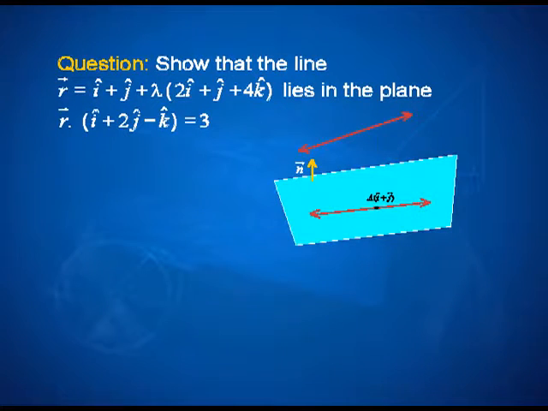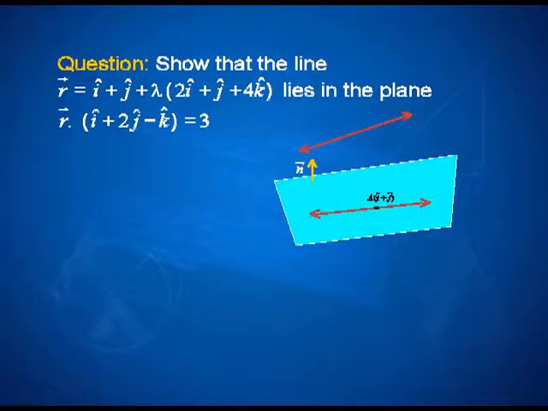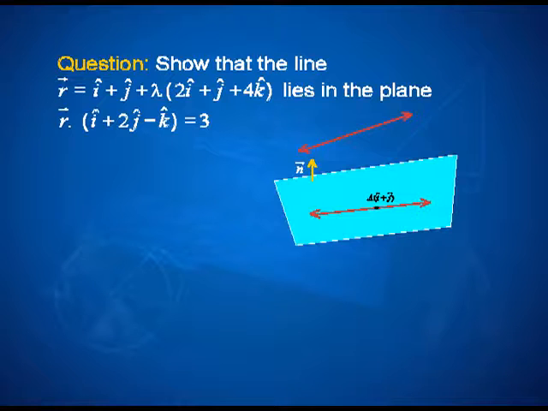Now, the line lies in the plane. The plane is given with a certain normal, which has the direction ratios 1, 2 and minus 1. Now, for the line to lie on the plane, is it enough to show that the normal is perpendicular to the line? What if the line is parallel to the plane? The condition is still satisfied, but the line does not lie on the plane.